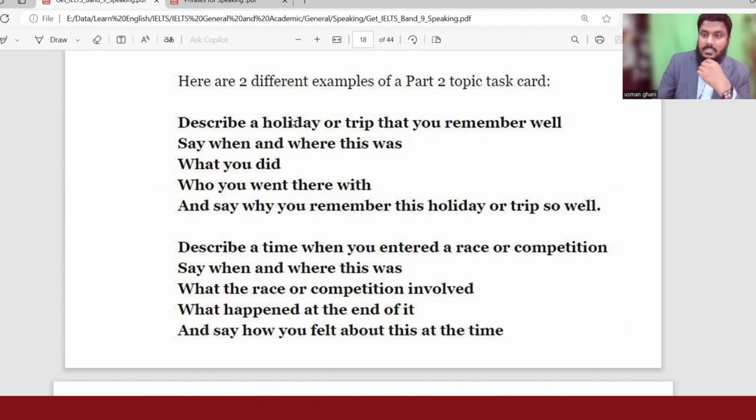Can you please tell me, or how many lines are there, Reis? Two lines, sir. No, and one sentence. What I'm asking is how many statements are there in the question on the task card, which Zainab has just now read. For example, the first one is describe a holiday or trip that you remember well. The second one is say when and where this was. What is the third one?